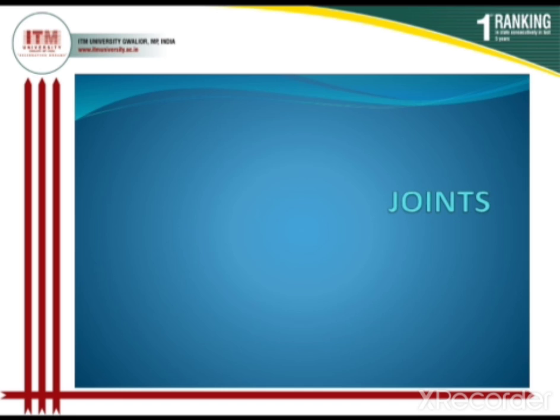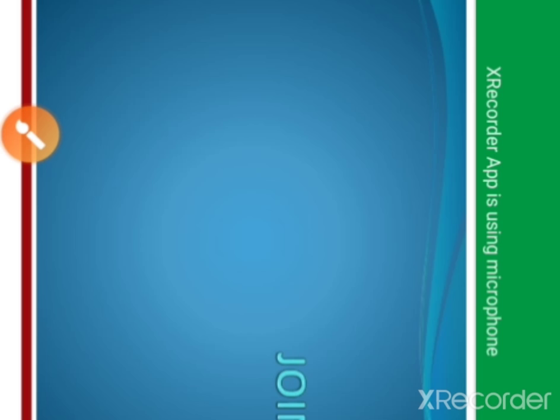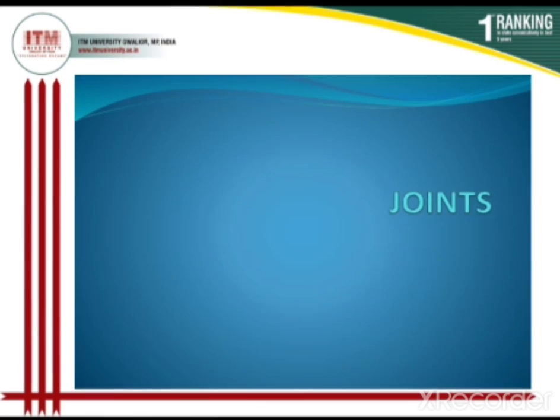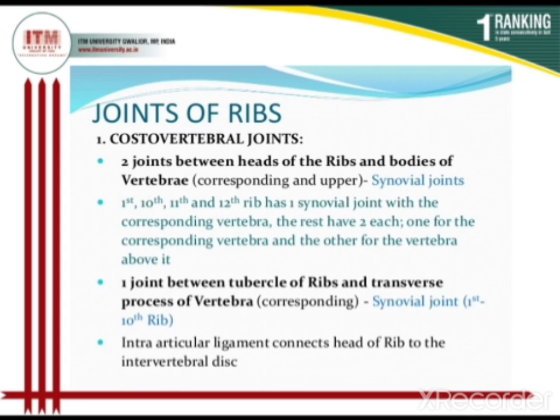The xiphoid process usually fuses with the body of the sternum during middle age. So that is the manubriosternal joint and the xiphisternal joint. Now the joints of ribs.